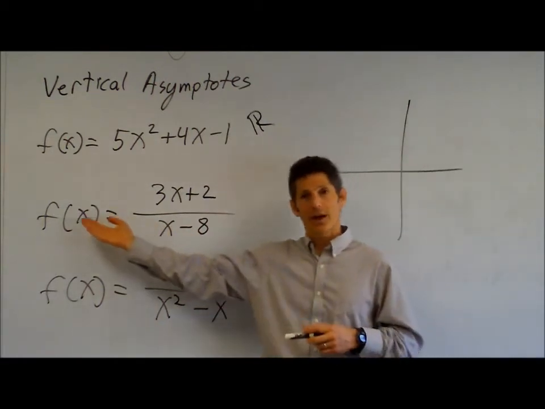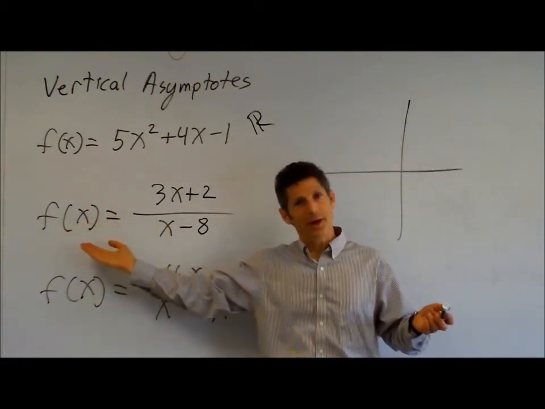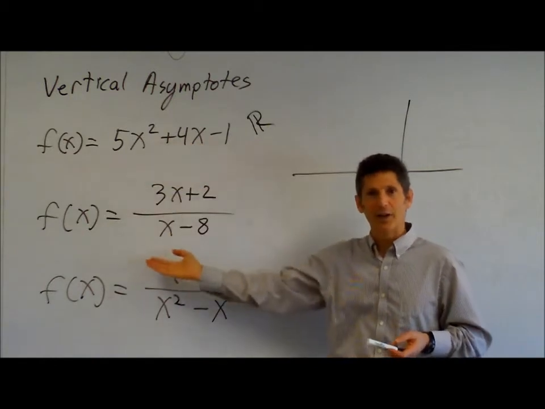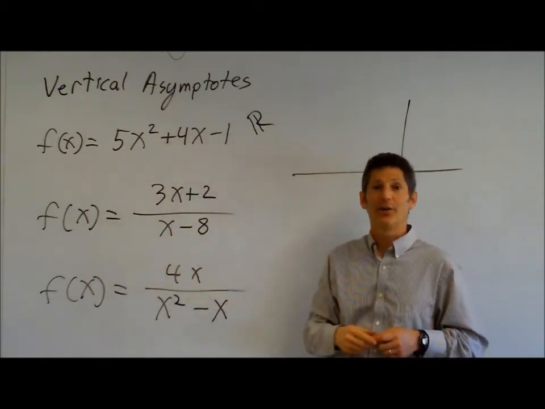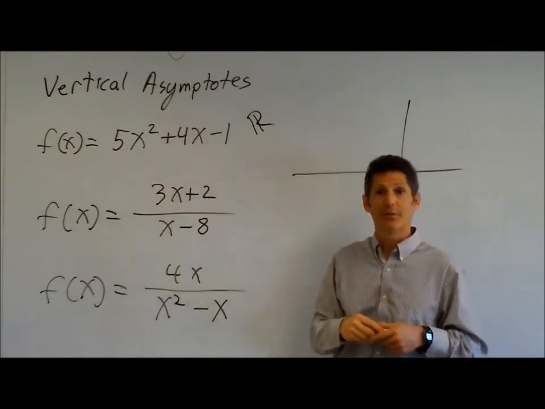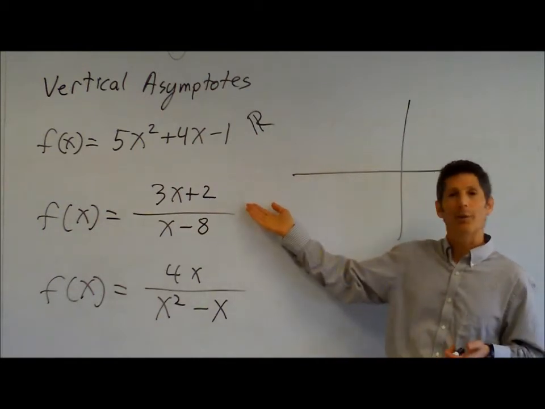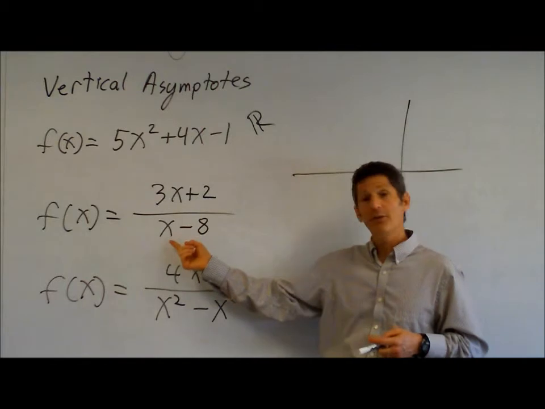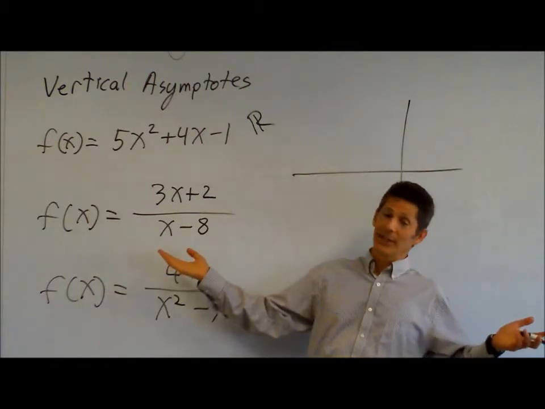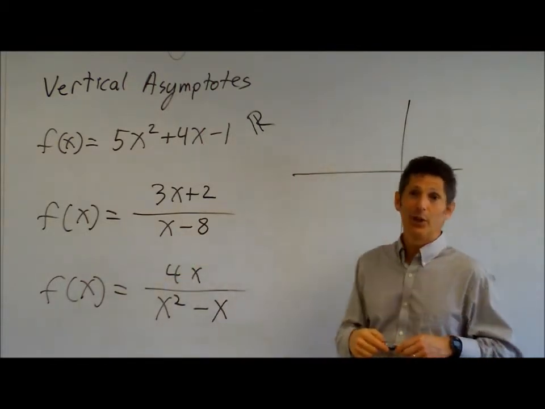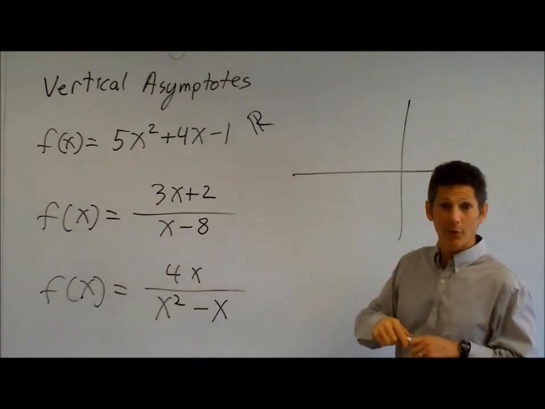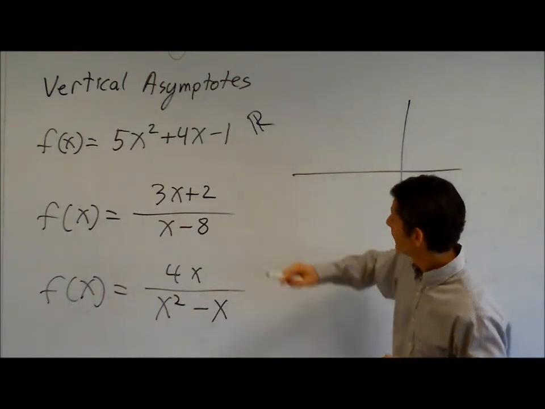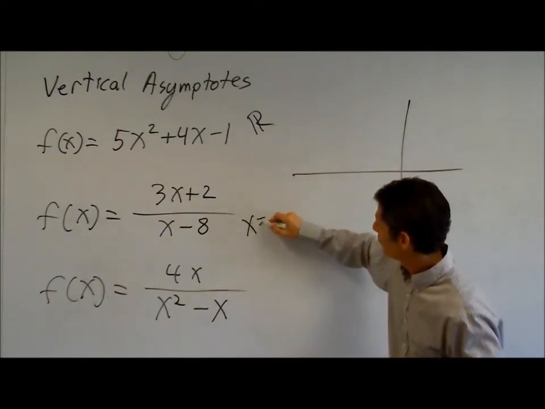Let's take a look at the next guy. This is really pretty simple. All I need to find out is where this guy is undefined. I don't even care about the numerator, really. I'm just looking at the denominator. What value makes it undefined? If I stick in an 8, I get a 0 in the bottom. So there is a vertical asymptote at the value x equals 8.